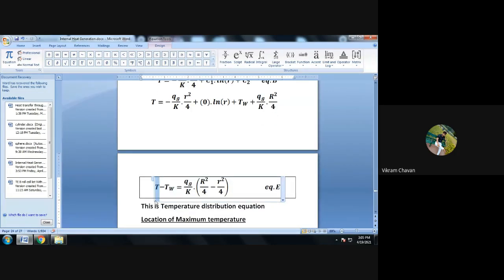This is the temperature distribution equation. Is everyone getting it? Is there any question, any doubt up till now?